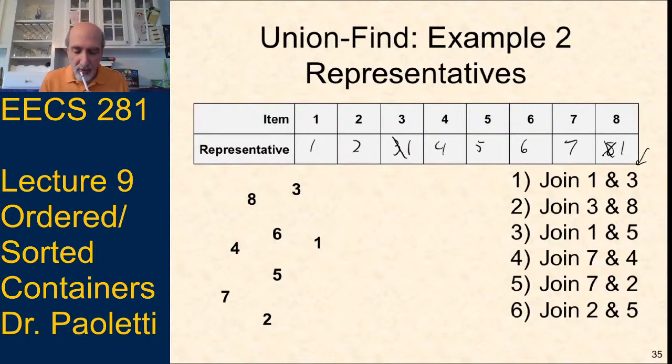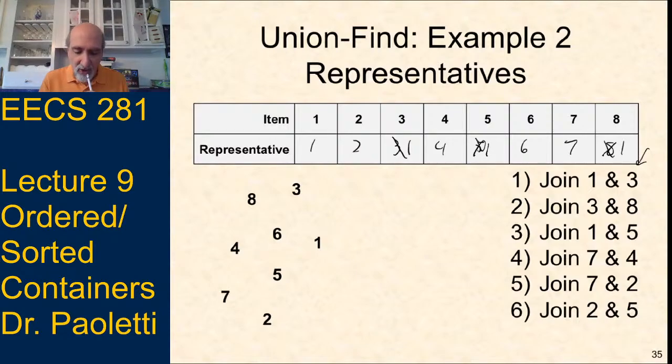I say do a union of 1 and 5. 1 says 1. So when I want to do a union, I do a find first. I do a find on 1, which says 1, and a find on 5, which says 5. They have different representatives. I can join them. So 5 changes its representative to 1.